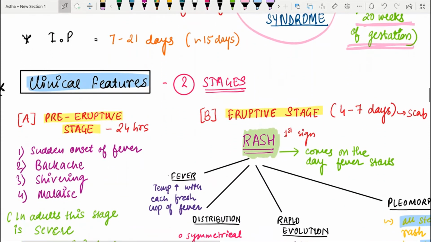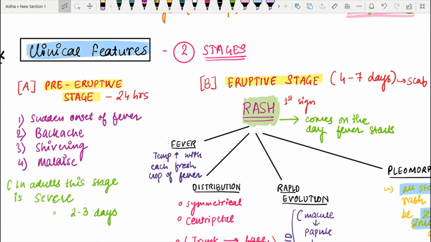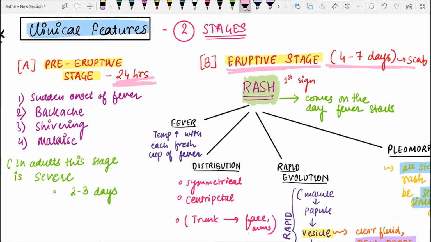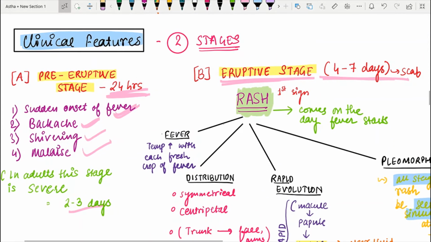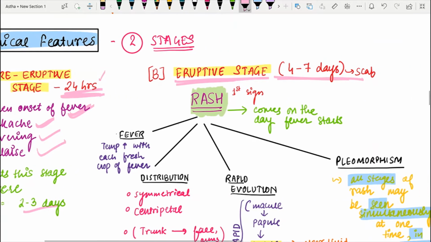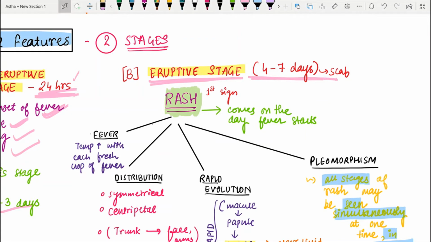And then comes the main part, that is the clinical features of chickenpox. The clinical features can be divided into two stages. The pre-eruptive stage, which lasts for about 24 hours, and then the eruptive stage, which lasts for 4 to 7 days. The pre-eruptive stage is characterized by sudden onset fever, backache, shivering and malaise. In adults, this stage is severe and can last up to 2 to 3 days, whereas in children it is usually short lasting, about 1 day.